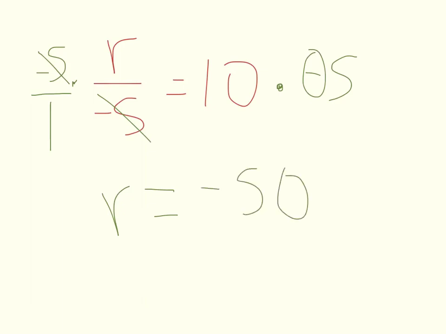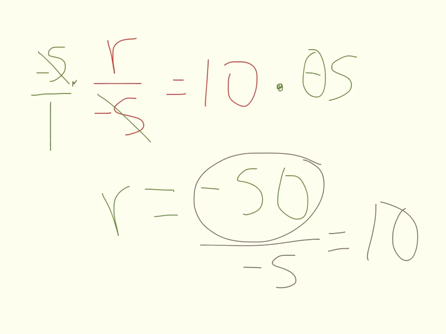And we can go back and check that now. We can put this over a fraction of negative 5 and say it equals 10. Negative 50 divided by negative 5. 50 divided by 5 is 10, but since we have a negative divided by a negative, it's not a negative, it is a positive there. So it is 10. That does work.